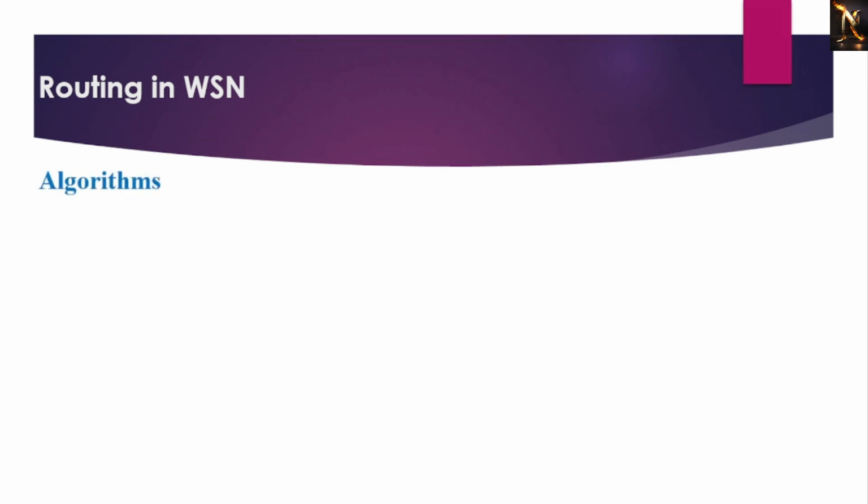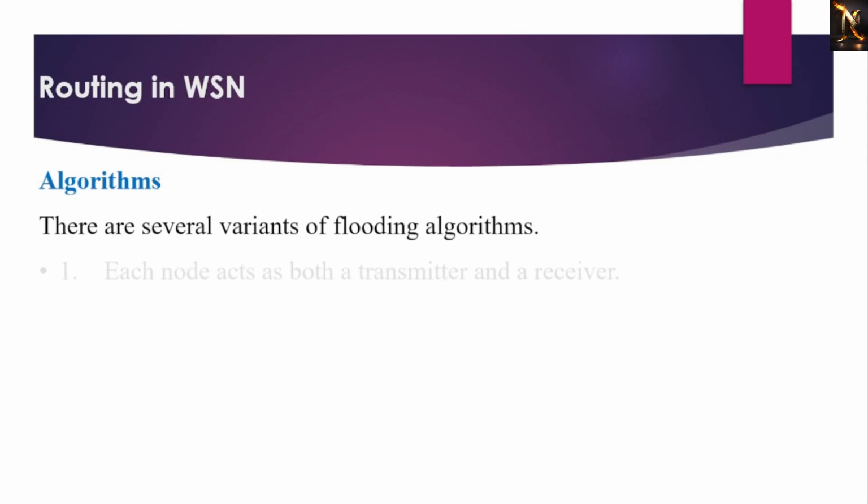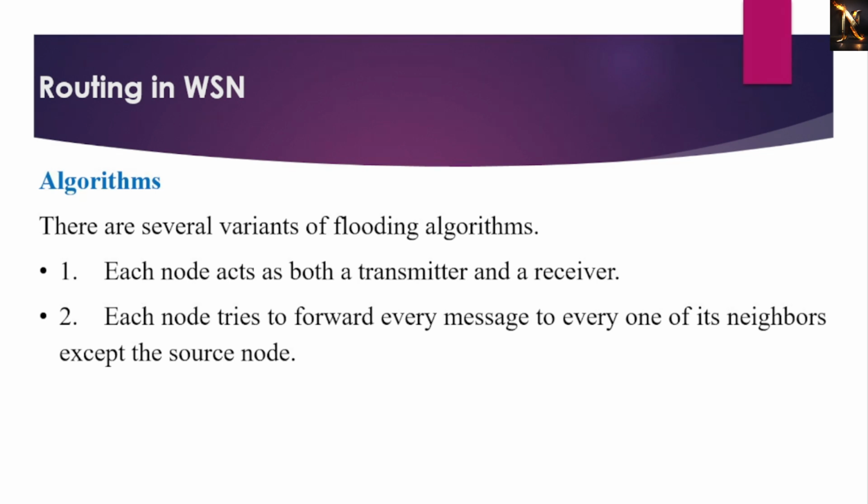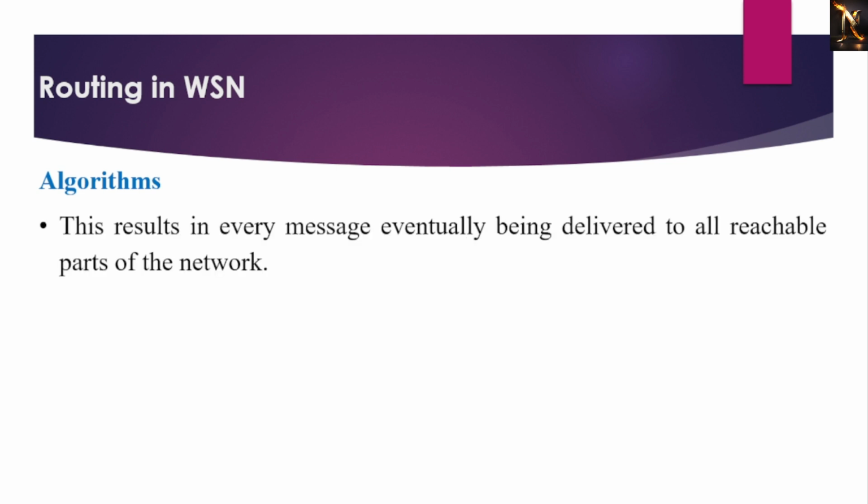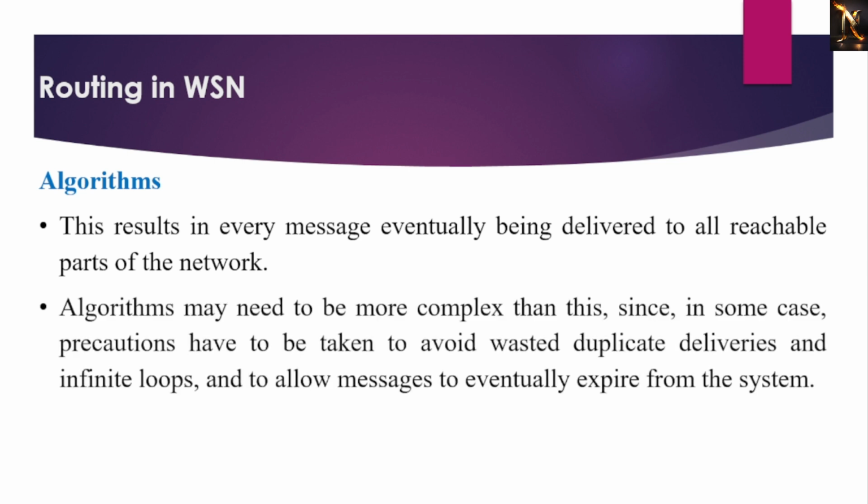There exist various variants of flooding algorithms. Bidirectional flooding: in this variant, each node serves as both a transmitter and a receiver. Unidirectional flooding: each node attempts to forward every message to all its neighbors, excluding the source node. This ensures that every message is eventually delivered to all reachable parts of the network. While flooding algorithms can be simple, in some cases, complexity is necessary to avoid issues like wasted duplicate deliveries, infinite loops, and to enable messages to expire from the system.